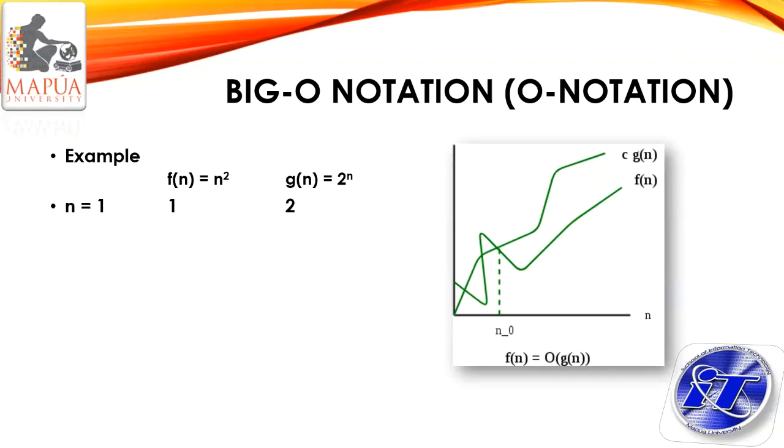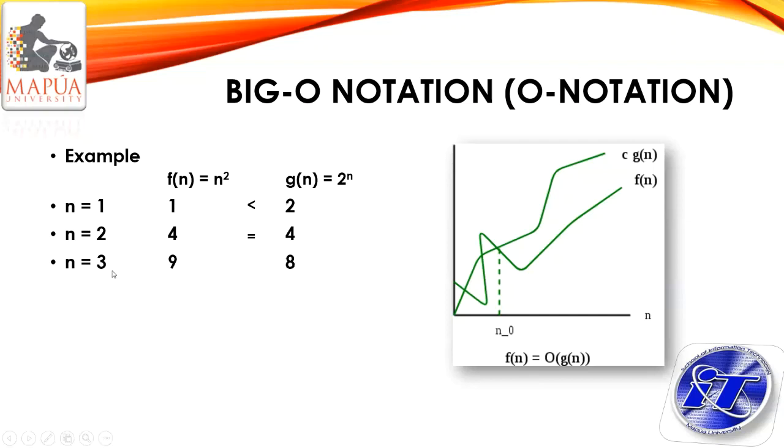So n is equal to 1. 1 is the result for n squared, and for 2 raised to n it is 2. While when n is equal to 2, it will be 4 for n squared, and 2 raised to n is 4. They are equal. So can we consider this as your n0? Let's check for the next value.